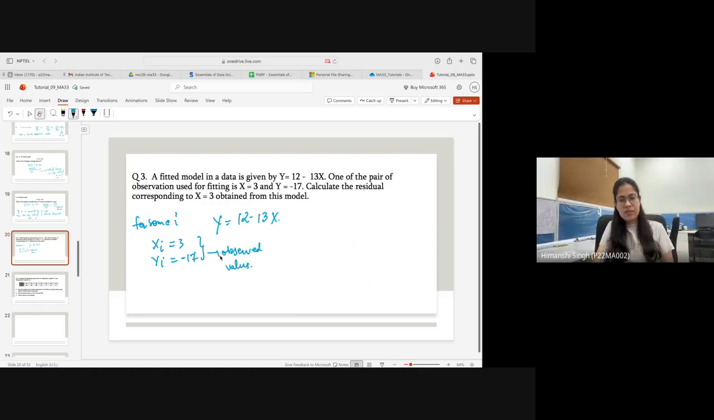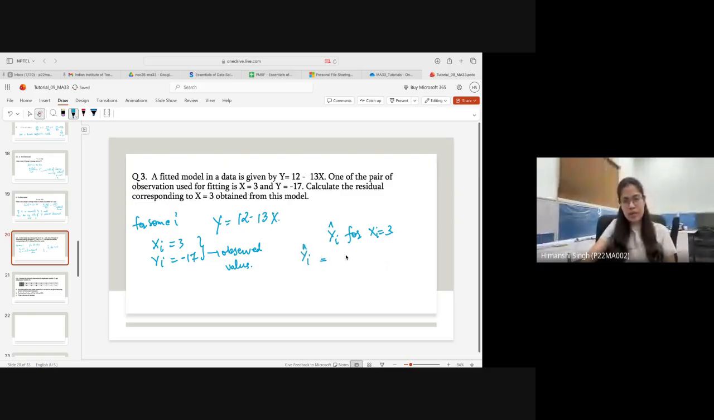Fine. So basically we have collected these values. Calculate the residual corresponding to x equals 3. I want to calculate y hat for x equal to 3. So when xi is 3, what is yi hat? I know the fitted model. This is the fitted model. So what will be the value of yi hat?